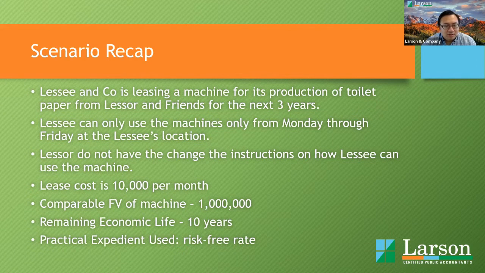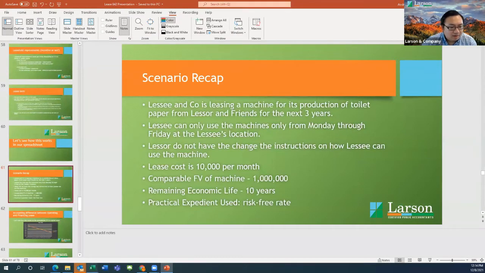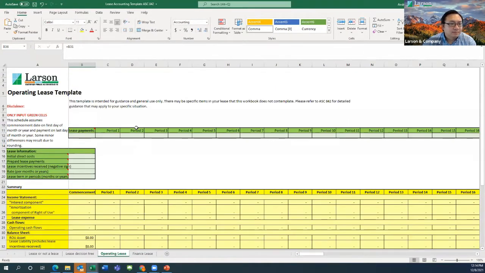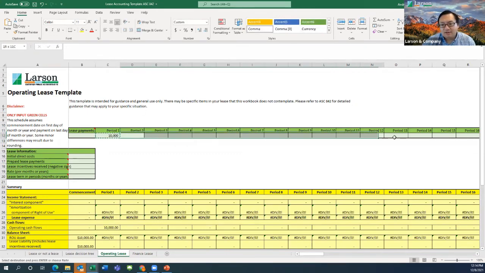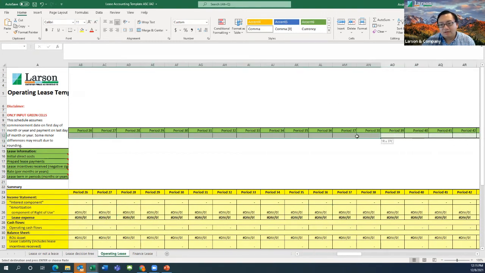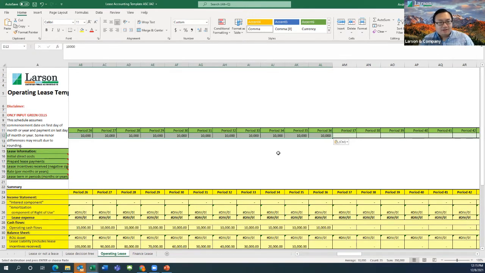And so in this scenario, from what we talked about, we already knew it was going to be a lease, that it is an operating lease because it didn't meet any of the 5 criteria that we talked about. And it's going to be $10,000 a month over 3 years. So with that, I'm going to exit out of this presentation mode here and then pull up our document here. So here's the template. In this situation, we're going to use the operating lease tab. We're going to put $10,000 over 3 years, which in this case, I'm going to do monthly, so it's going to be 36 months.